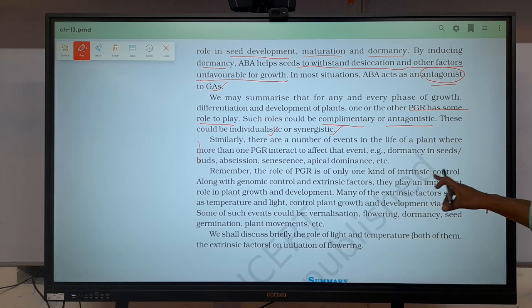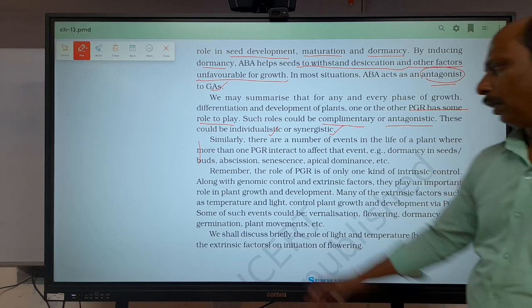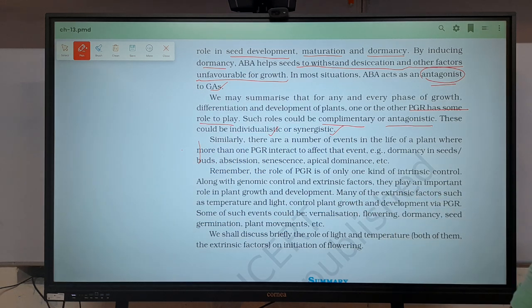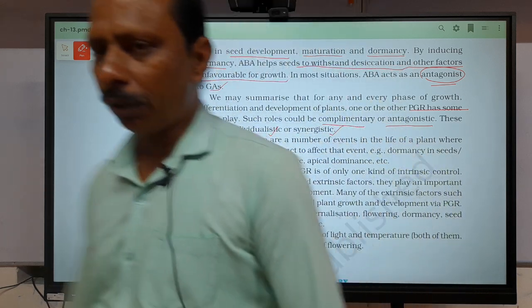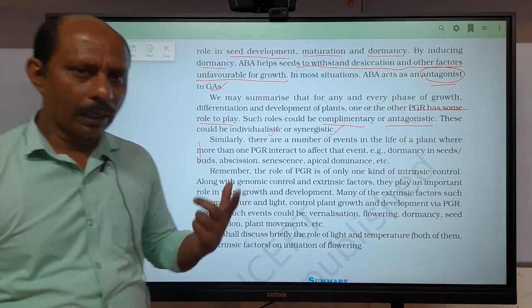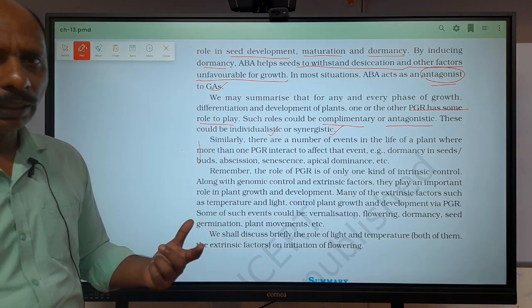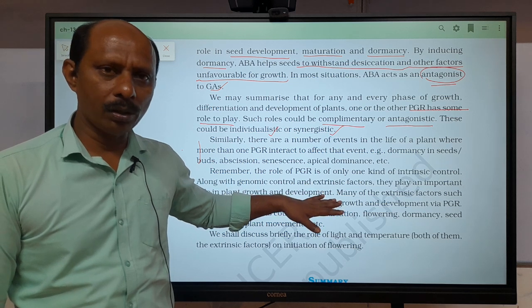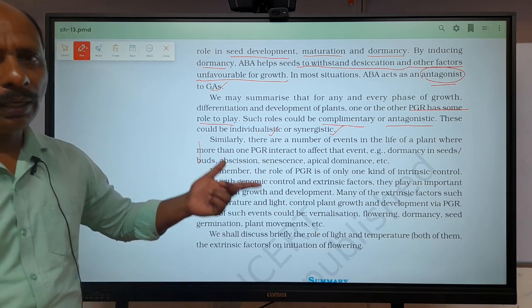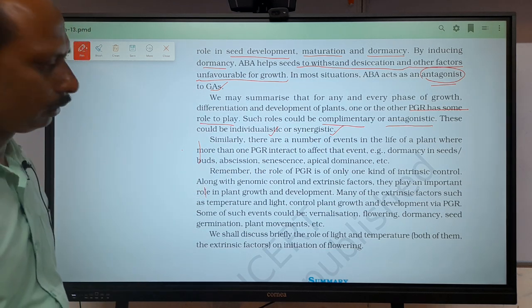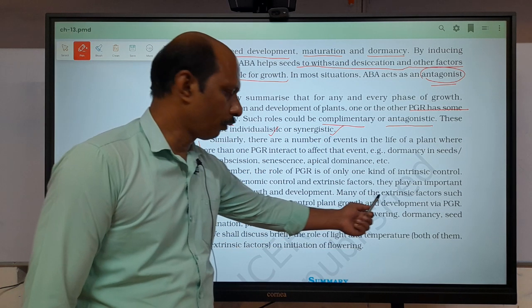Another kind of intrinsic control is genomic, right? Now it is given here along with genomic control and extrinsic factors. Extrinsic factors mean light and temperature, and this time it is not in our NCERT related portion. In the old NCERT, light means what? Phototropism, right? Actually it is called photoperiodism, and for temperature it is called vernalization. Now this time it is deleted from our syllabus.